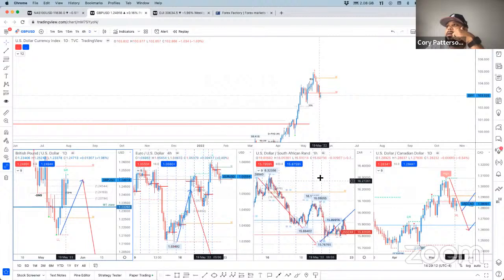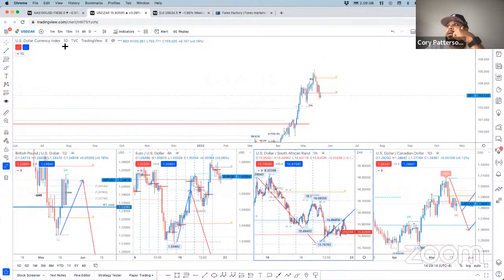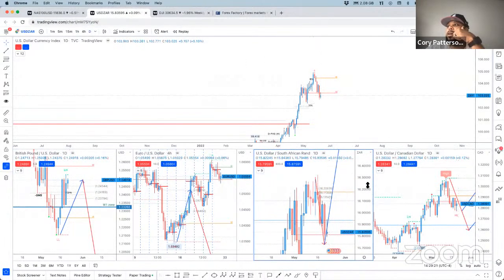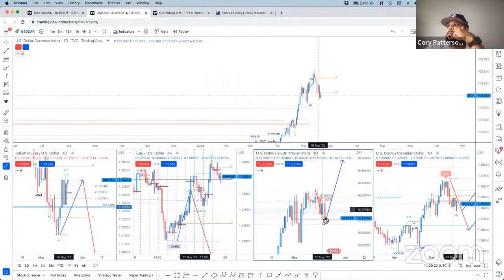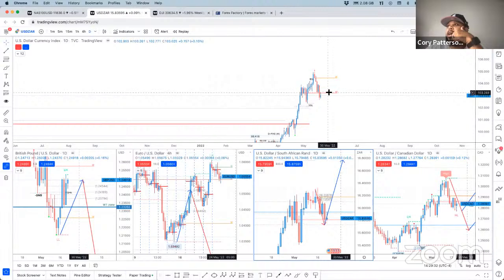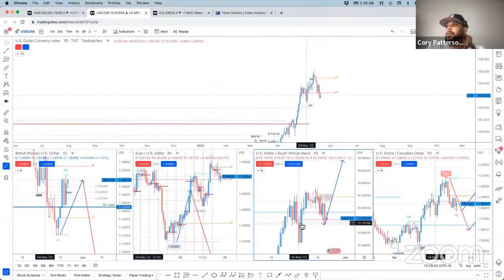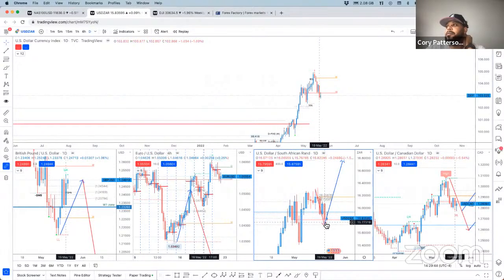And then ZAR pretty much played out. ZAR sold off pretty much where we thought it would, pretty much right around this order block from where we were last week. And now if dollar is gonna move up, then we could probably see this push up from here. This is our order block that I thought we would trade to right here.